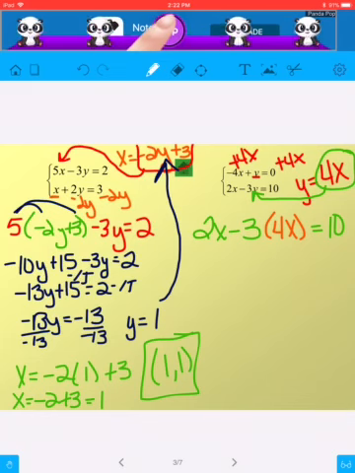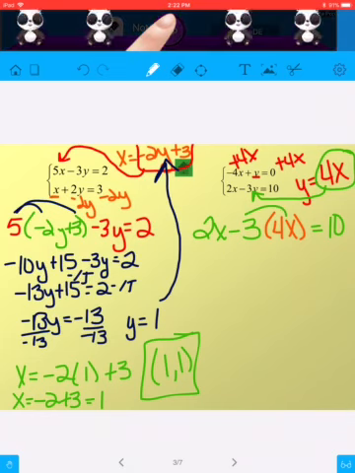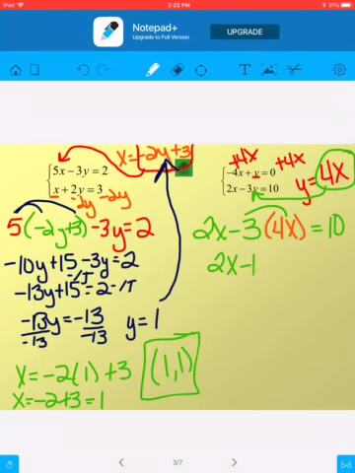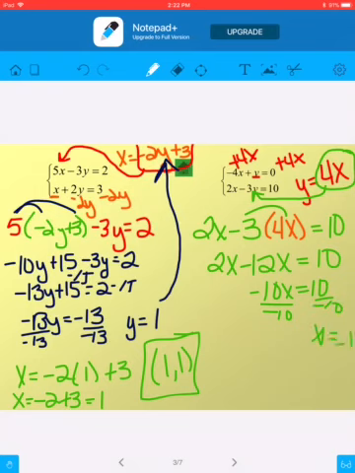And now we need to multiply this negative 3 to the 4x. So 2x minus 12x equals 10. Combine like terms. So negative 10x equals 10. Divide by negative 10. So I get that x equals negative 1.